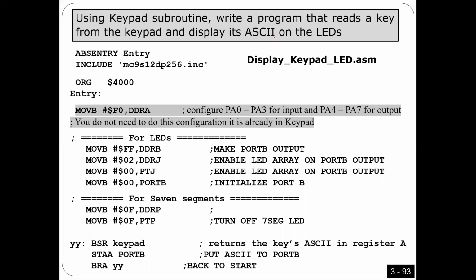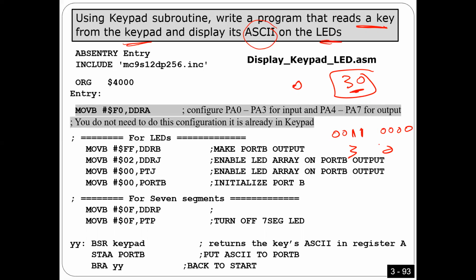Here, what I want to do, guys, is write a program that reads a key from the keypad and displays the ASCII of this key on the LEDs. That means if you hit number 0 on the keypad, the ASCII of 0 should be 30. So the LEDs have to give me this binary number. This LED should be off, off, off, off, and then this one should be on, off, off. This is number 30. Is that okay?